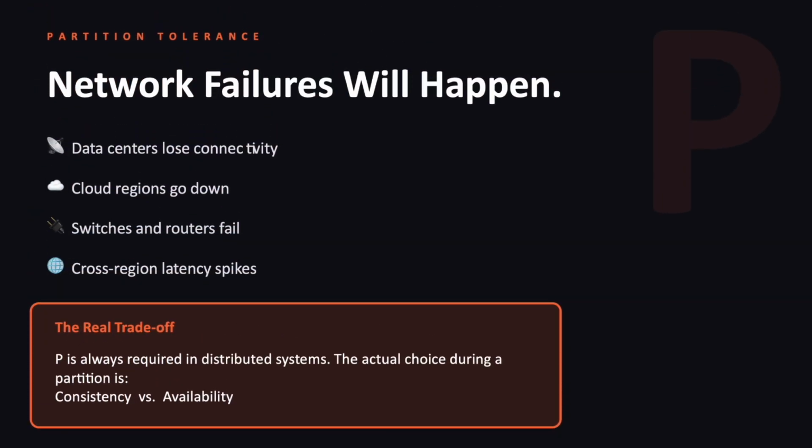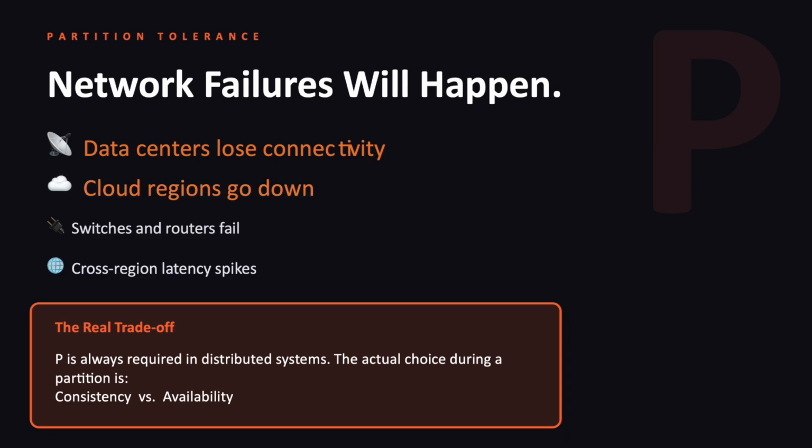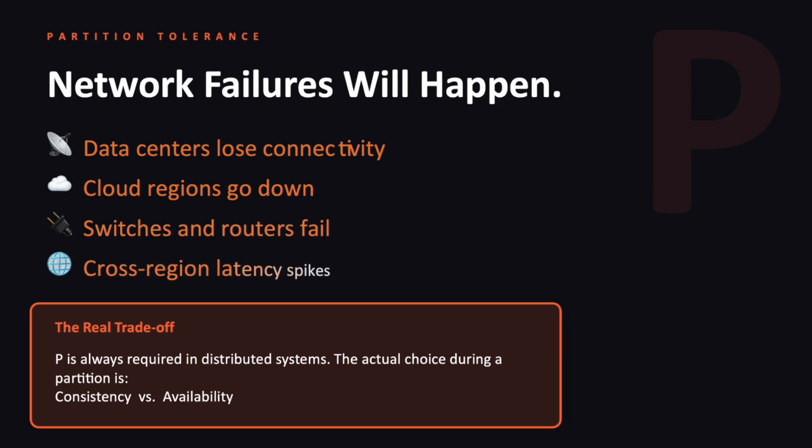Network failures are inevitable. Data centers lose connectivity, routers fail, and cloud regions become unreachable. That's why every distributed system must tolerate partitions. Once a partition happens, you have to decide whether consistency or availability is more important.